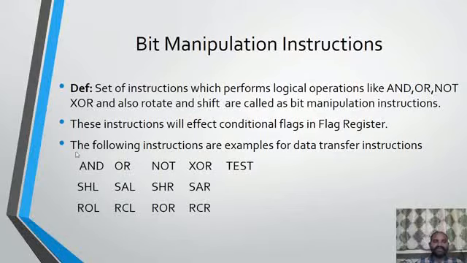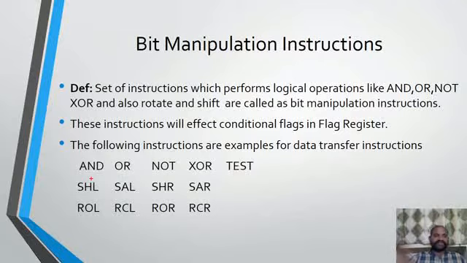The set of instructions which fall under bit manipulation are, number one, the AND operation, OR operation, NOT operation, XOR operation, and the TEST operation. The next one is the shift instructions, which are SHL, SAL, SHR, SAR. SHL and SAL both act as the same instruction. We will see them one by one. We are going to take the syntax for each and every instruction and have an in-depth analysis of each. After that we have the rotate instructions: rotate left through carry, rotate right through carry.